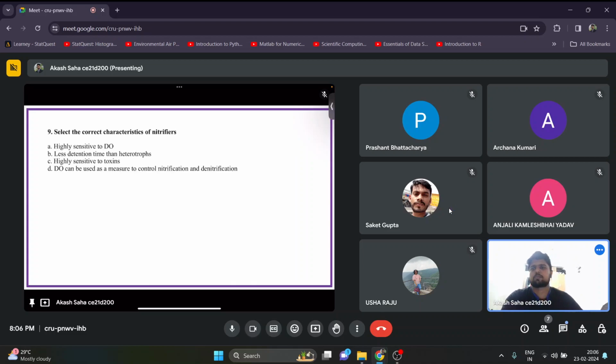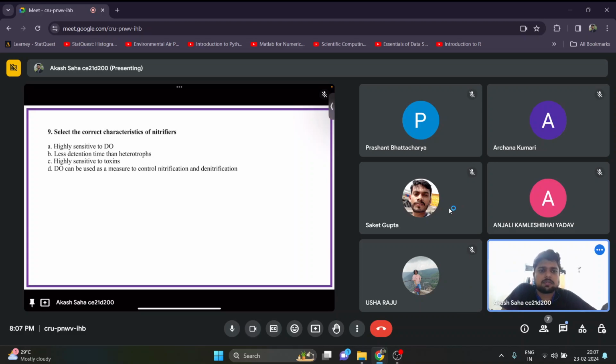Okay. Now the next question. Select the correct characteristics of nitrifiers. So here we have to identify the characteristics of nitrifiers. Highly sensitive to DO, less detention time than heterotrophs, highly sensitive to toxins, DO can be used as a measure to control nitrification and denitrification. A and C. Okay.